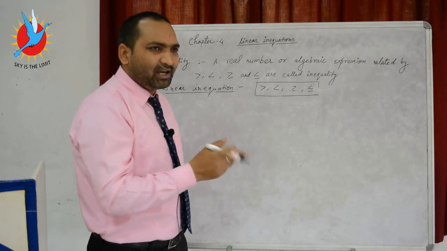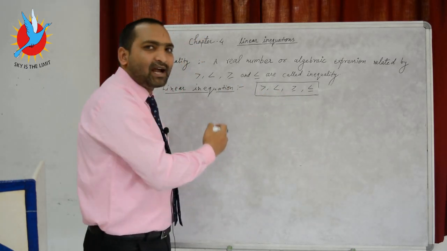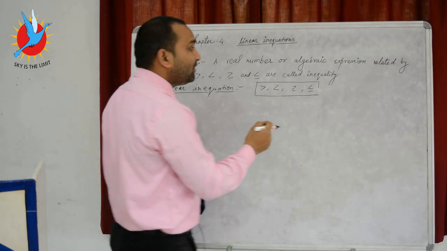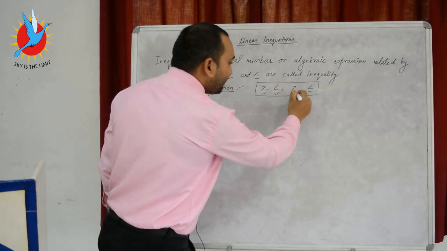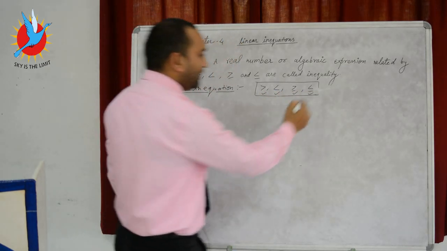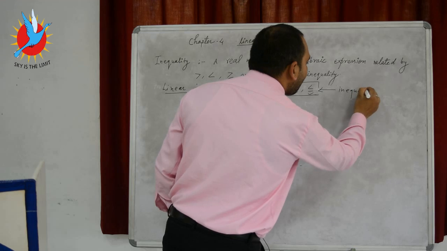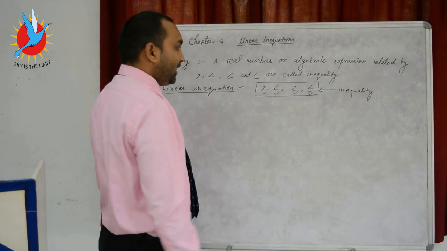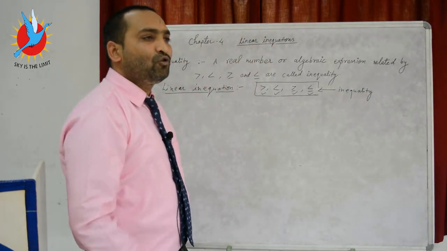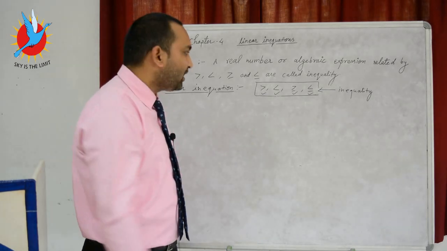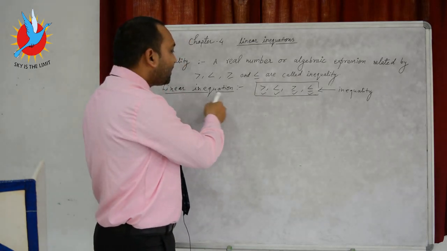Inequality is the same as an equation because there are two sides, left hand side and right hand side, but in an inequality there are four operators: greater than, less than, greater than or equal to, less than or equal to. These four operators are called the inequality. Inequality means two algebraic expressions or two real numbers compared by these four operators, and that is called the linear inequation.